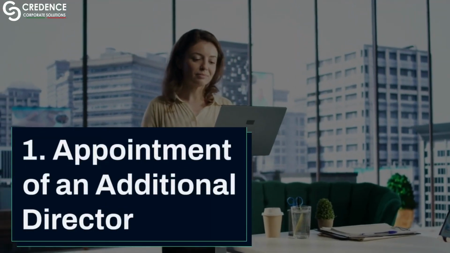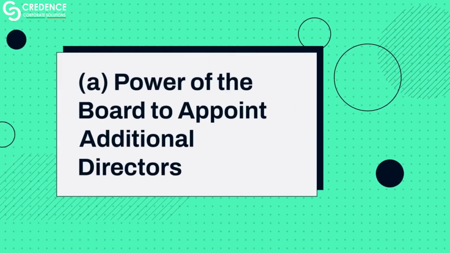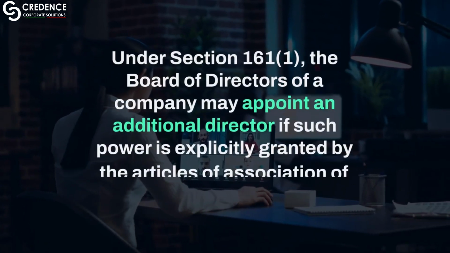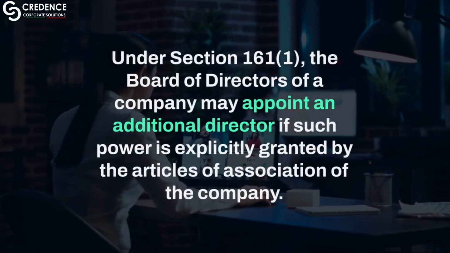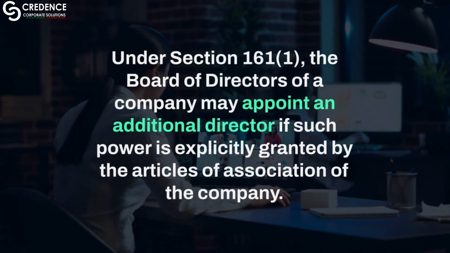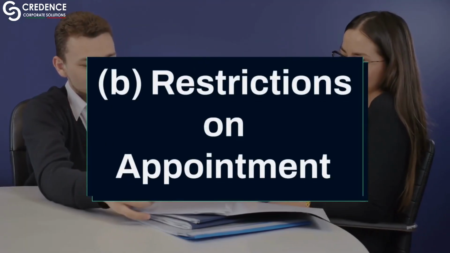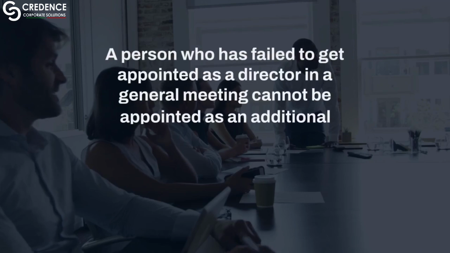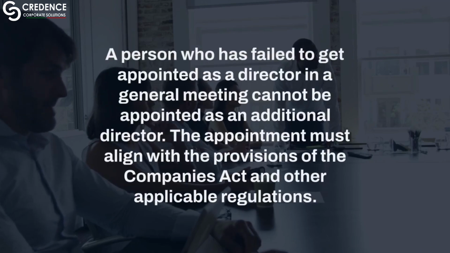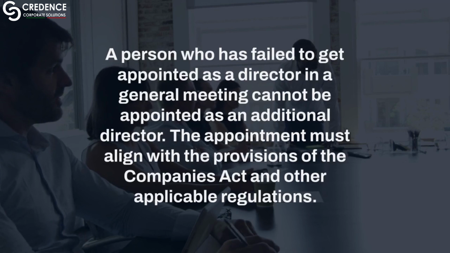1. Appointment of an additional director. A. Power of the Board to appoint additional directors. Under Section 161(1), the Board of Directors of a company may appoint an additional director if such power is explicitly granted by the Articles of Association of the company. B. Restrictions on appointment. A person who has failed to get appointed as a director in a general meeting cannot be appointed as an additional director. The appointment must align with the provisions of the Companies Act and other applicable regulations.